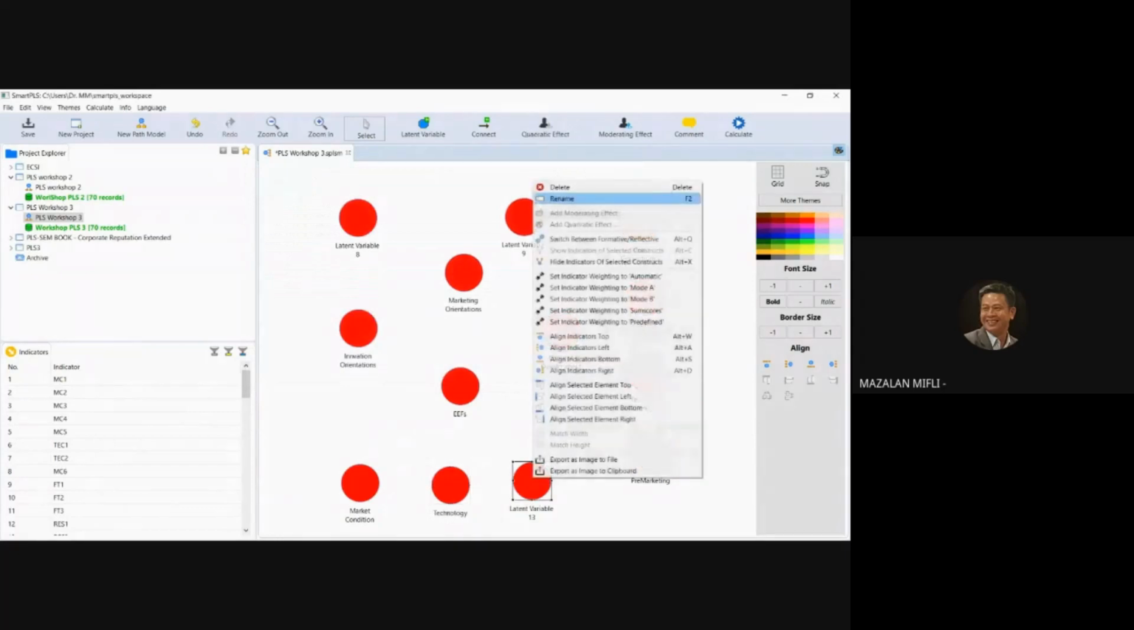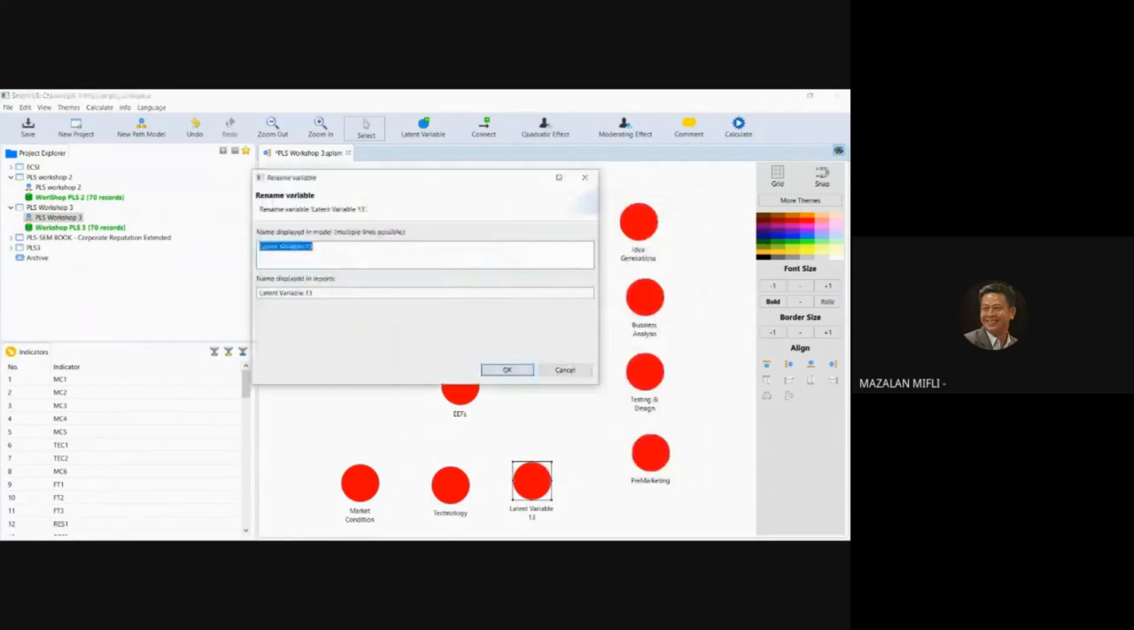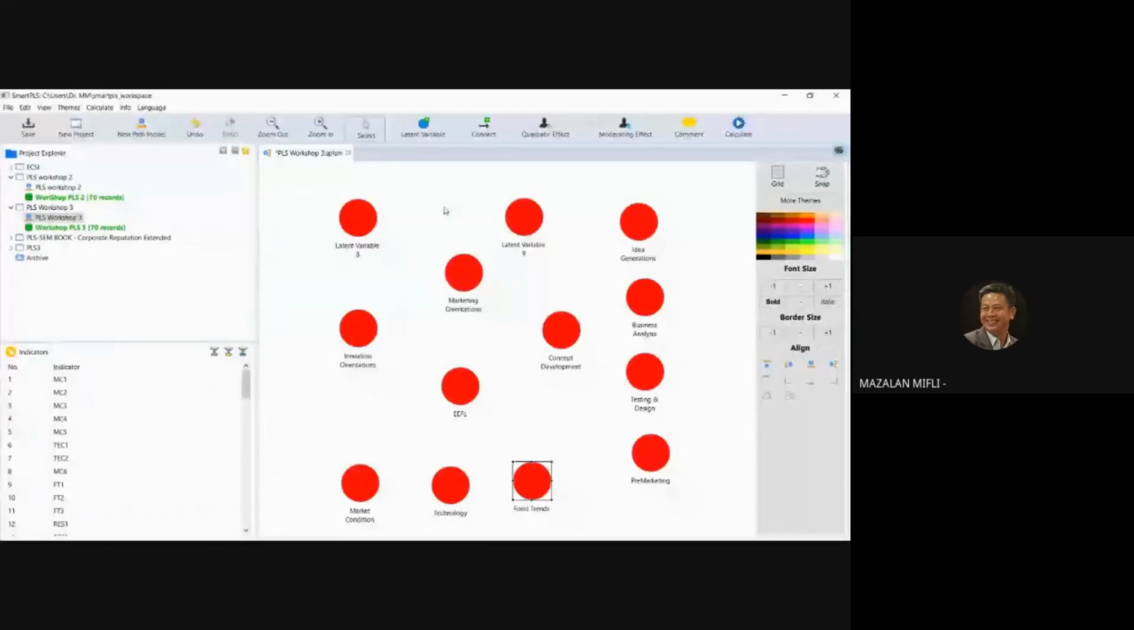Here is food trends. Right. Okay. Just you put an arrow. I'll briefly explain to you why my structural models are such like this.